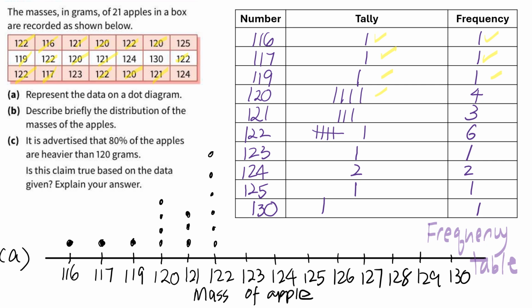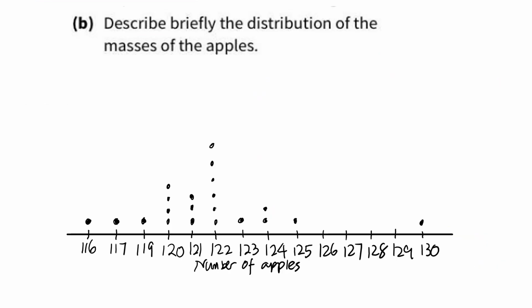1, 2, 3, 4, 5, 6. Then 123 is 1 dot. 124 is 2 dots. 125 is 1 dot. 126, no, so leave it alone. 127, no. 128, no. 129, no. And 130, that's 1 dot. All right, so this is called the dot diagram.